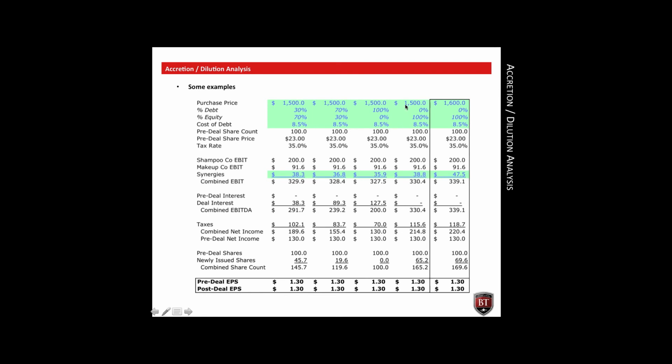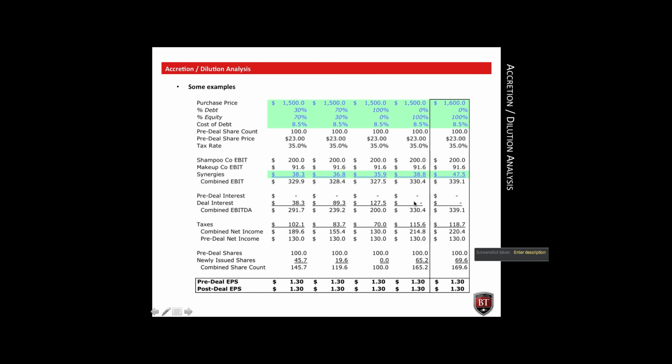And let's take it to the other extreme. Same purchase price, no debt, all equity. So this company is simply going to issue new shares. So to pay for a $1.5 billion acquisition with shares that are worth $23, they need to issue 65 million new shares, add that to the original 100, multiply by the 1.3 of EPS. So we need a combined net income of just under 215 million. Divide that by 1 minus the tax rate, gets us EBITDA of 330 million.